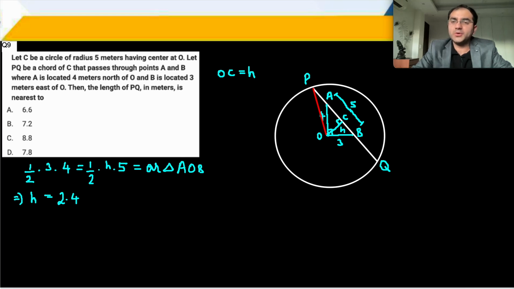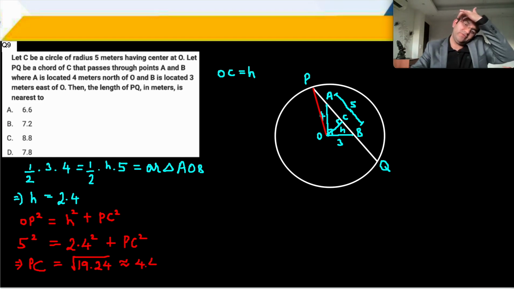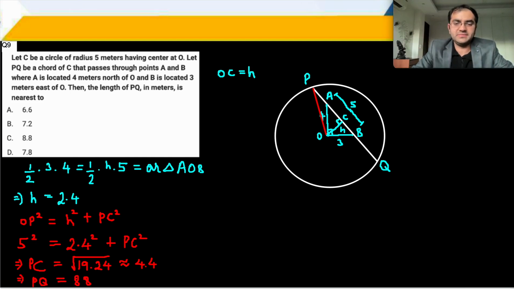Now I join OP in red color, and triangle POC is now a right angle triangle. So OP square is equal to H square plus PC square, and PC we will double to get our answer. Put in your values. OP is 5, H is 2.4. Get PC. When you simplify this, you will get PC as root of 19.24. Use a calculator, and that turns out to be approximately 4.4. So PQ becomes double of PC, and that is 8.8 is the right answer, and that is C part.